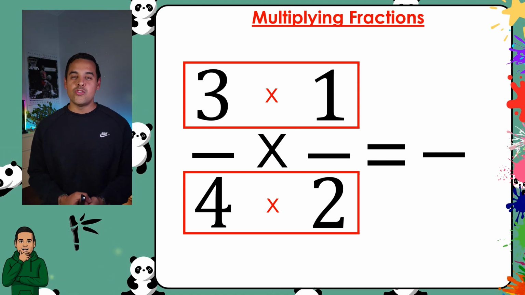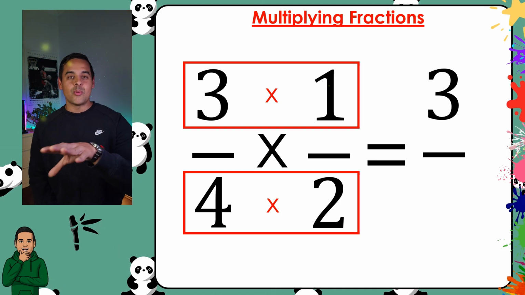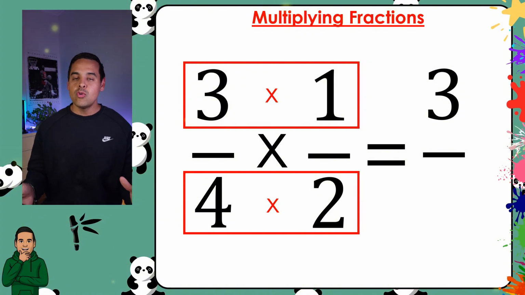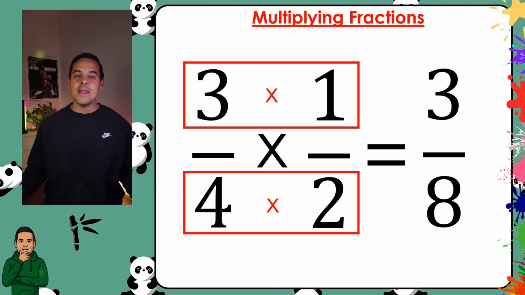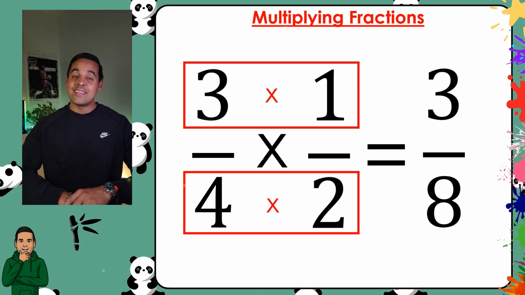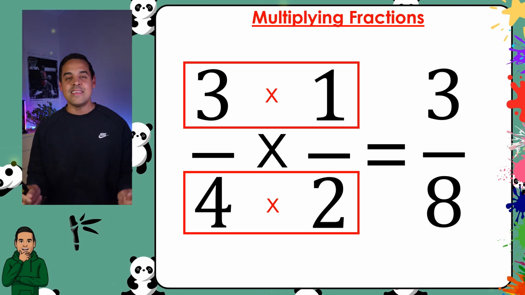Now I'm going to show you what to do. We're going to start with the numerators. Like I said, multiplying both of our numerators together, 3 times 1 equals 3. Moving to our denominators, which are the bottom number in your fraction, 4 times 2 is going to be 8. Your answer here is going to be 3 over 8. So I told you at the start of the lesson, it is much easier than you think to multiply fractions, especially if you have a good understanding of your times tables. This will be an absolute breeze.